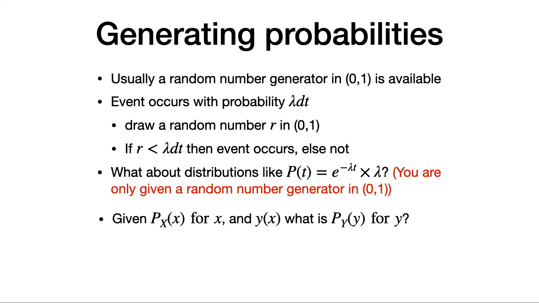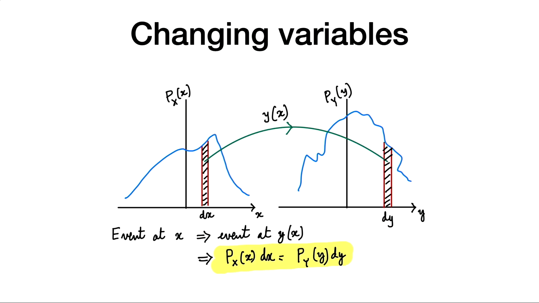So I can state it a bit more abstractly. Given the distribution for x and a relation between y and x, can I find out what is p of y? That is the question being asked. This we did earlier, but I will just repeat this one.